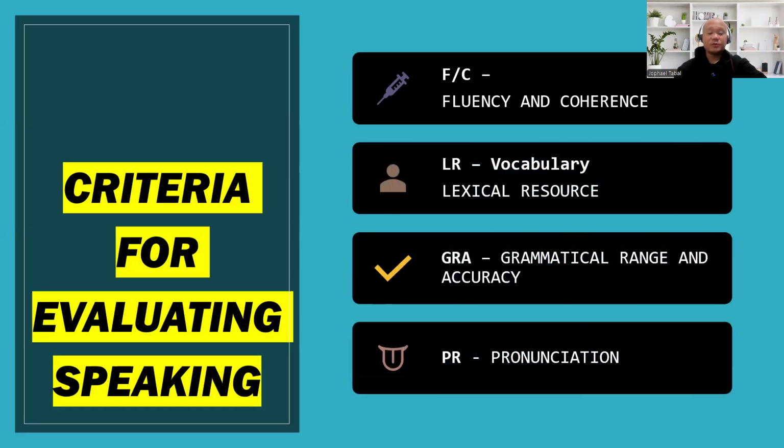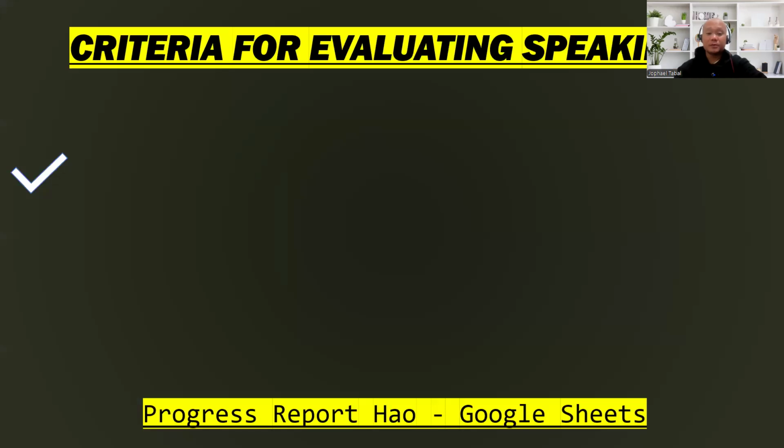Let's begin first with fluency and coherence. Then there is LR, or lexical resource, in other words vocabulary. GRA is grammatical range and accuracy. And finally, there is pronunciation.